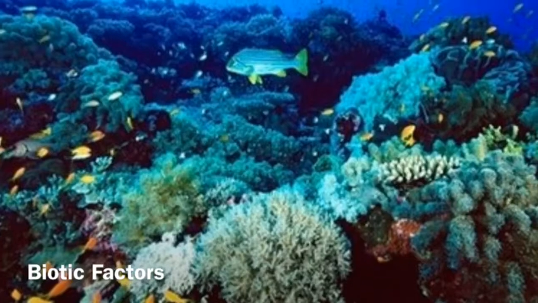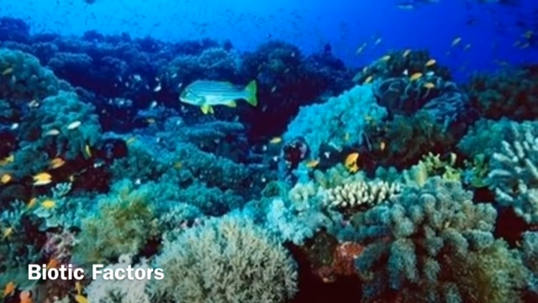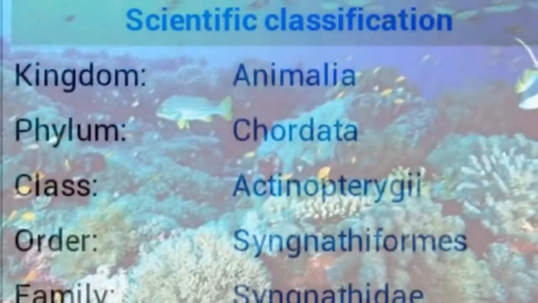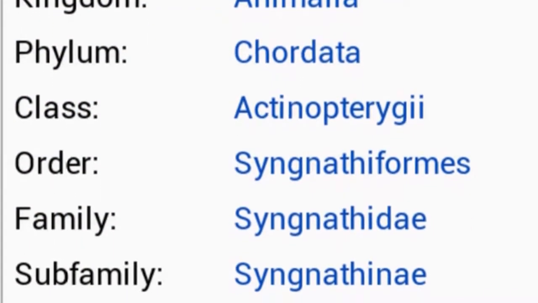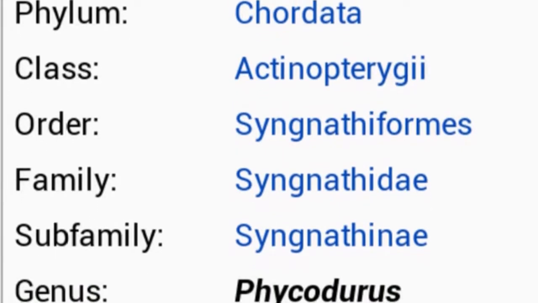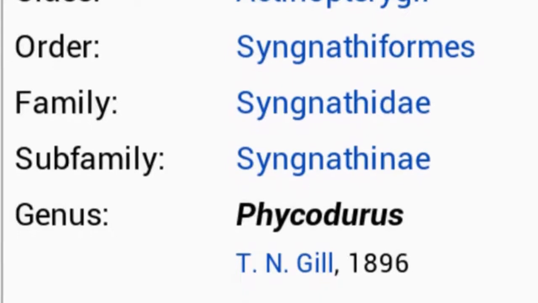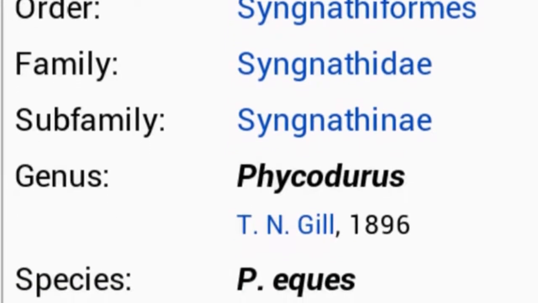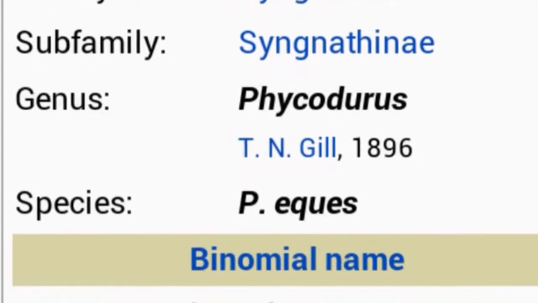Coral, seaweed, plants, algae, shrimp, fish, sponges, starfish, dolphins, and sharks. The scientific classification for the leafy sea dragon is in the domain Eukarya, kingdom, phylum, class, order, family, subfamily, genus, and species name is Phycodurus eques.